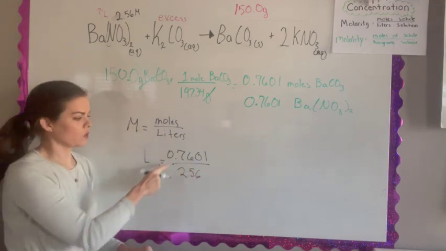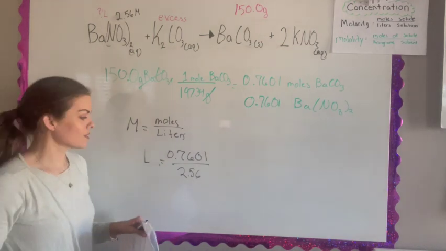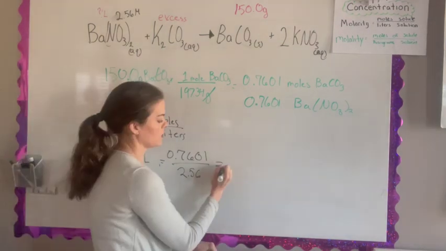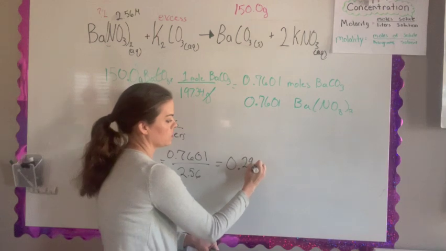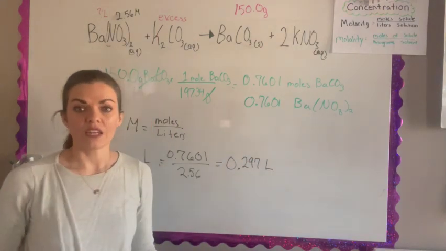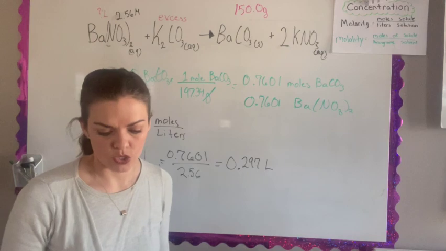And so your liters would equal 0.7601 divided by 2.56, which equals 0.297 liters.